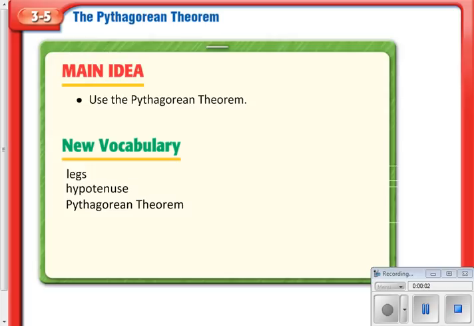Today's lesson 3-5 is on the Pythagorean Theorem. New vocabulary words that we're going to hit are leg, hypotenuse, and Pythagorean Theorem itself. Next slide here we'll cover what those are.